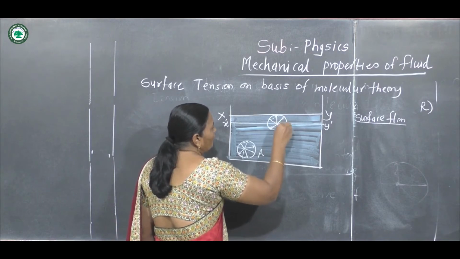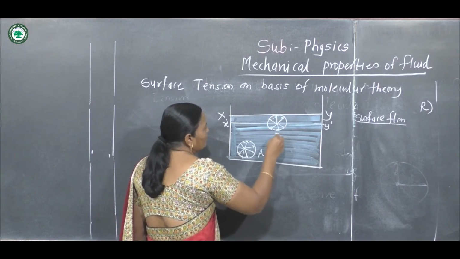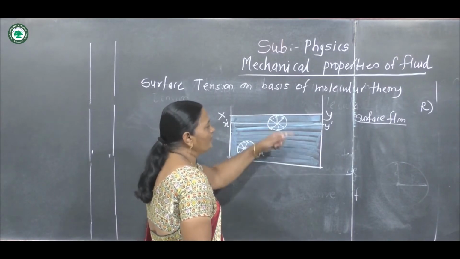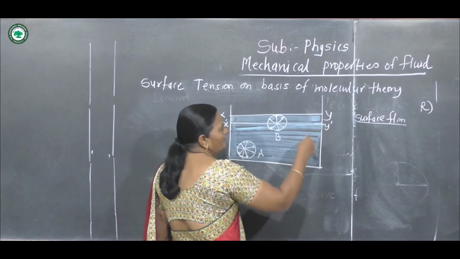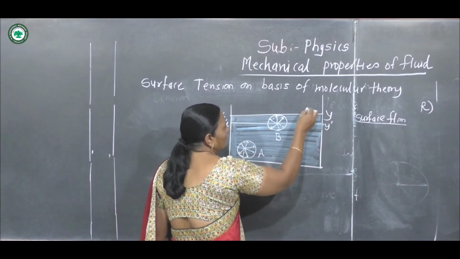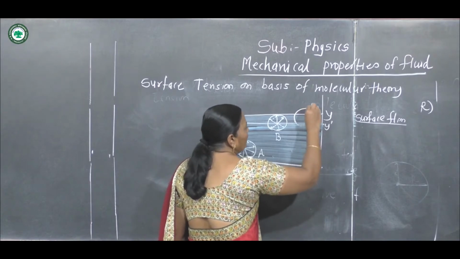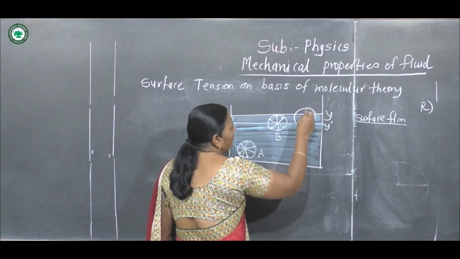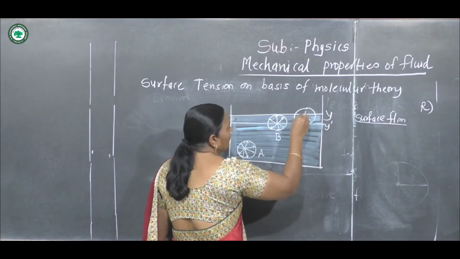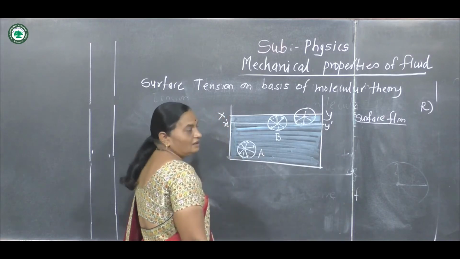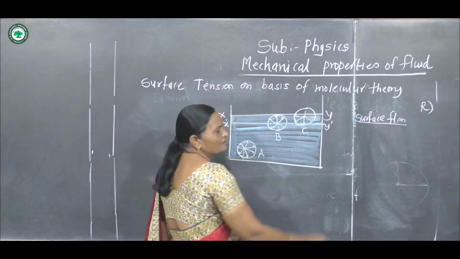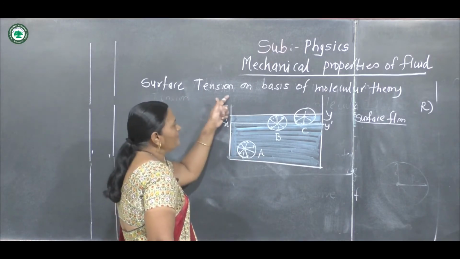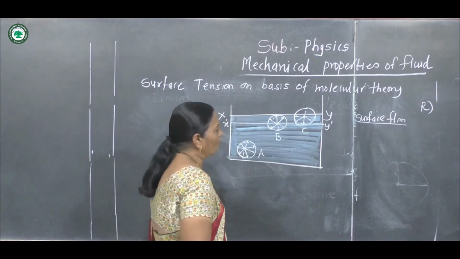This is molecule B, the sphere of influence of molecule B. It is just below the liquid free surface, that is, in the surface film. Now the third molecule, half of it is above, in the air, and half of it is in the liquid. This is molecule C. Here we study surface tension on the basis of molecular theory.